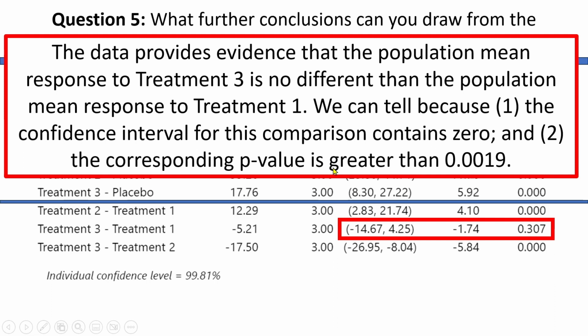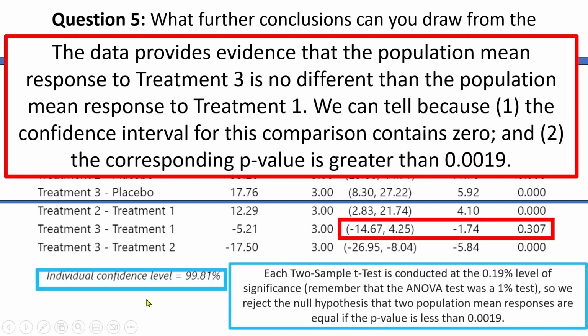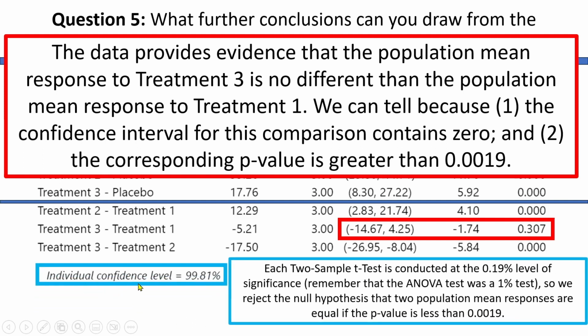And 2, the corresponding p-value is greater than 0.0019. Now, you might be wondering, where did I get this number, 0.0019? Well, this is the level of significance for each of these 6 two-sample t-tests. And how do I get that number? Well, if you look down here, we can see that the individual confidence level is 99.81%. And so what that means is each two-sample t-test is conducted at the 0.19% level of significance.